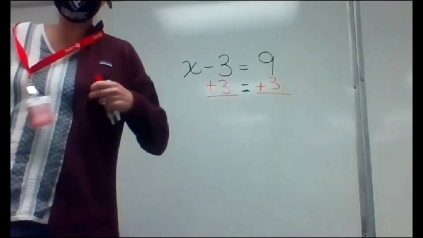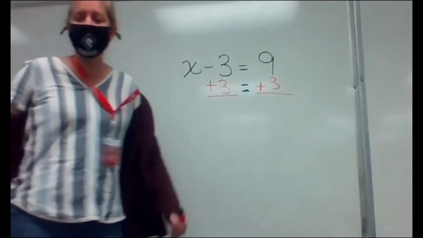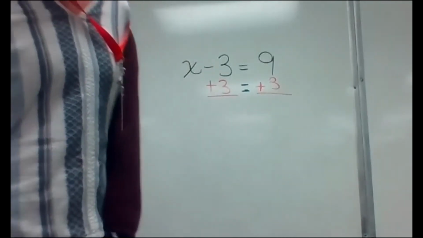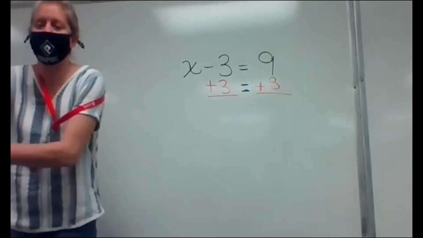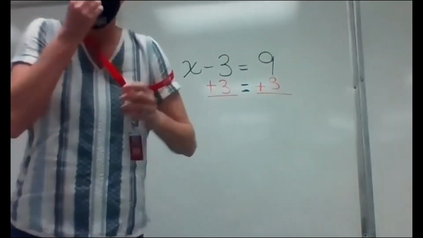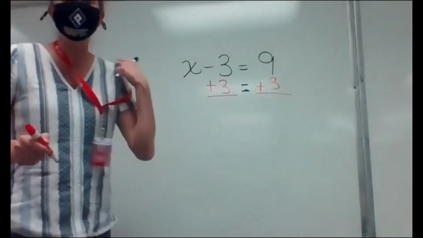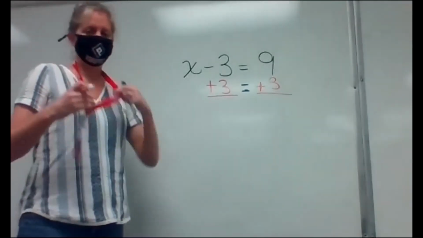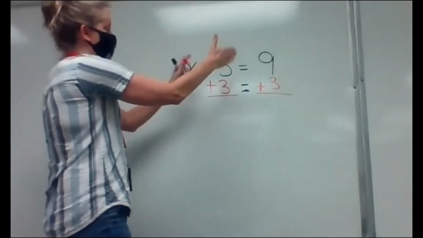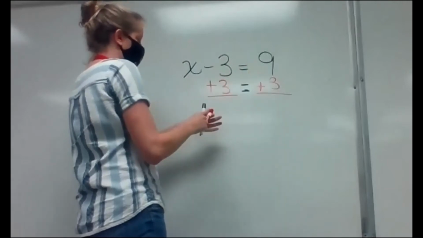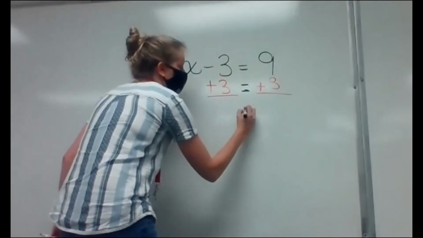A lot of times I've seen people make mistakes just by getting their equation sloppy and unorganized, especially later on when we get into multi-step equations. So remember to keep everything nice and neat and orderly. Bring down your equal symbol.